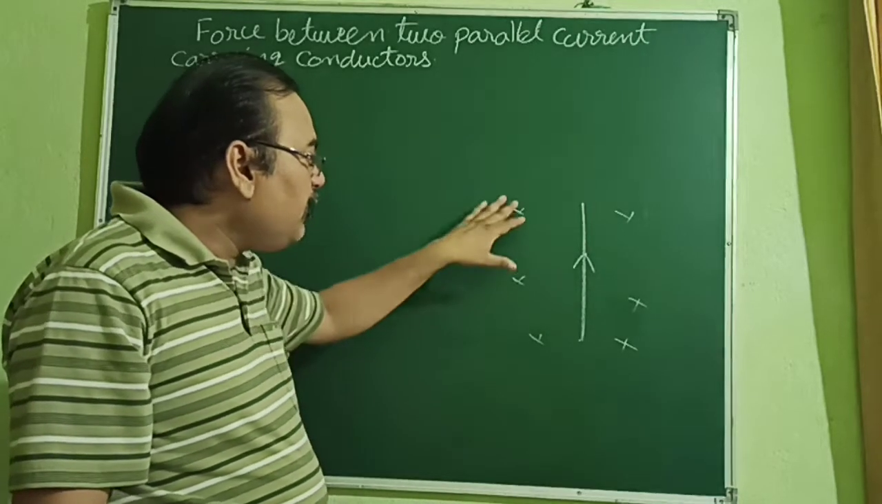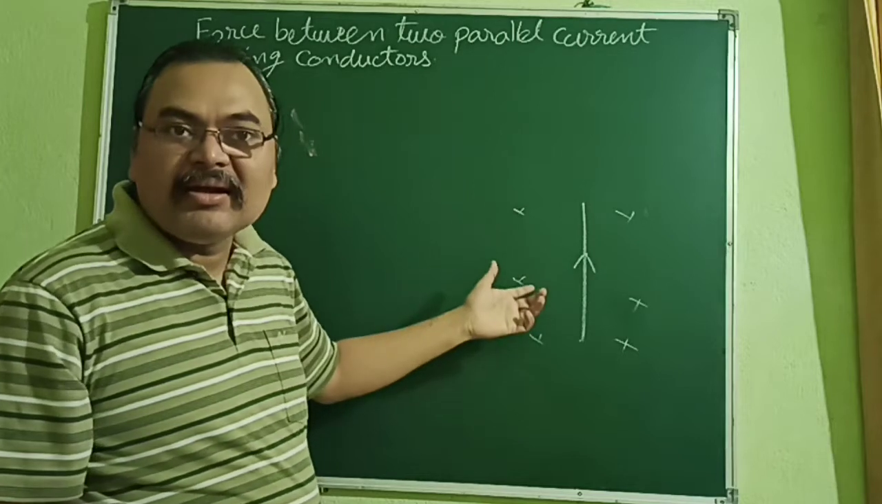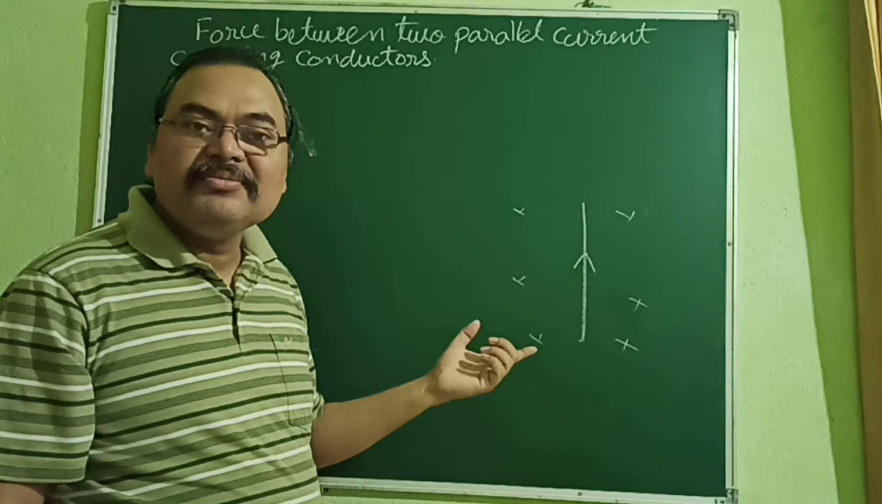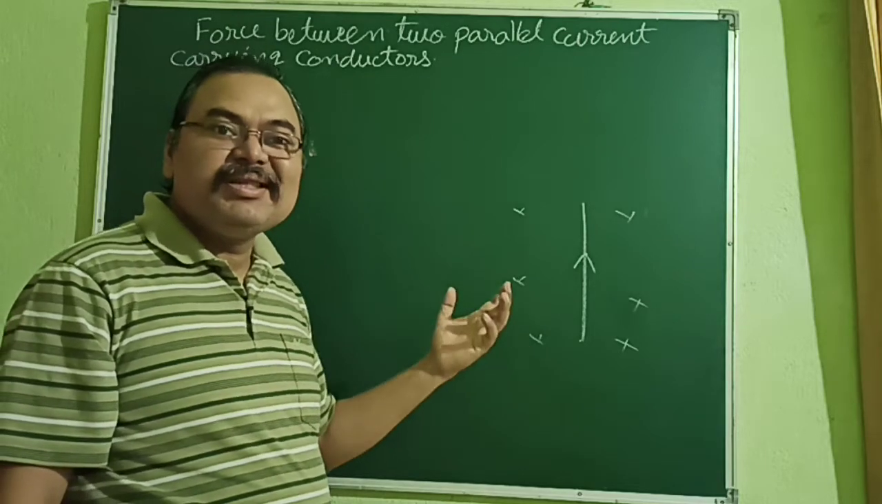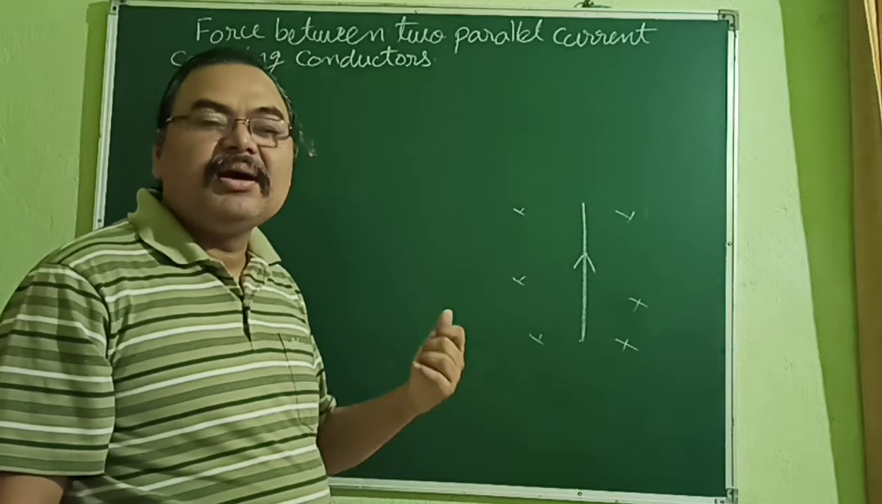Now, if we replace the magnet by another current carrying conductor, because we know that another current carrying conductor will also produce its magnetic field, no? So, similar situation is there, only we are going to replace a magnet with a current carrying conductor. And then what will happen?